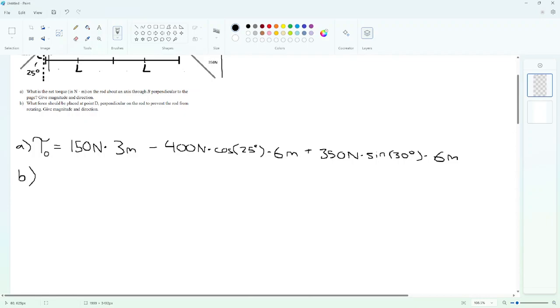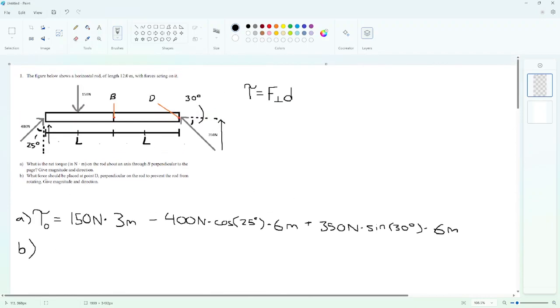What about B? What force should be placed at point D, perpendicular to the rod, to prevent the rod from rotating? Give magnitude and direction. So if we're applying a torque at D to avoid this from spinning, we're going to need to calculate this. Okay, so I'll be back after I calculate this.